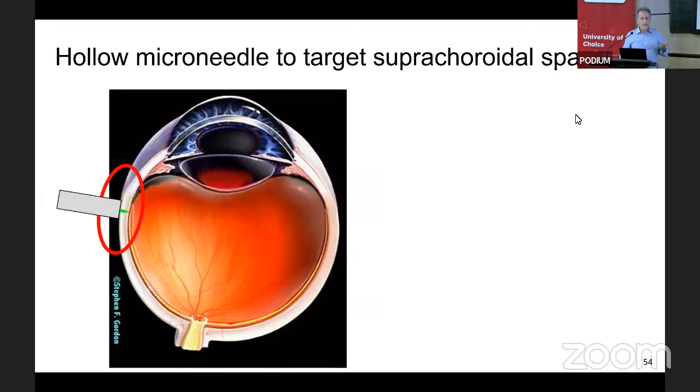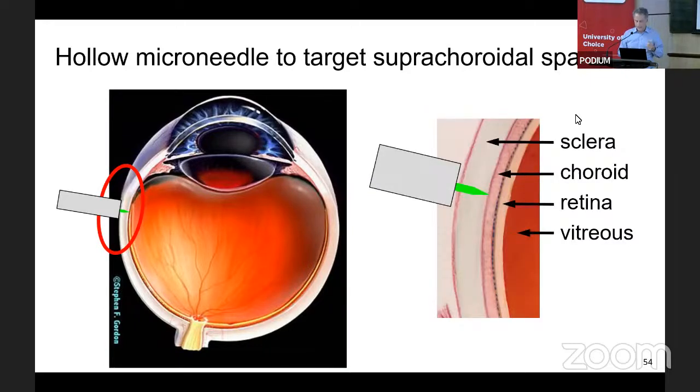That led us to the idea of using a hollow microneedle to target the suprachoroidal space. The very outer layer of the eye is the sclera. That's the literally white colored part of the eye. Interior to that is the choroid. That is a vascular tissue. Interior to that is the retina, the nervous tissue, and finally the vitreous humor. It's basically an inert hydrogel that fills the interior of the eye.